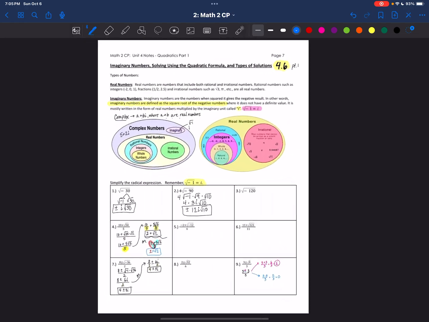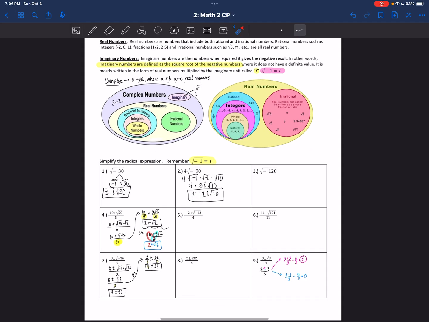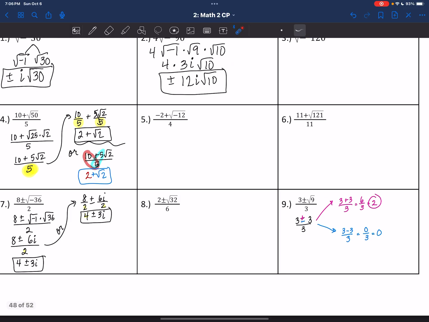All right. So what you're going to do is you're going to go back and complete the rest of these. And if you did these correctly, number 3 should be plus or minus 2i times root 30. Number 6 should be 2. Number 5, oops, I went backwards. Number 5 should be negative 1 plus i root 3 divided by 2. And then 8 should be 1 plus or minus 2 root 2 over 3.